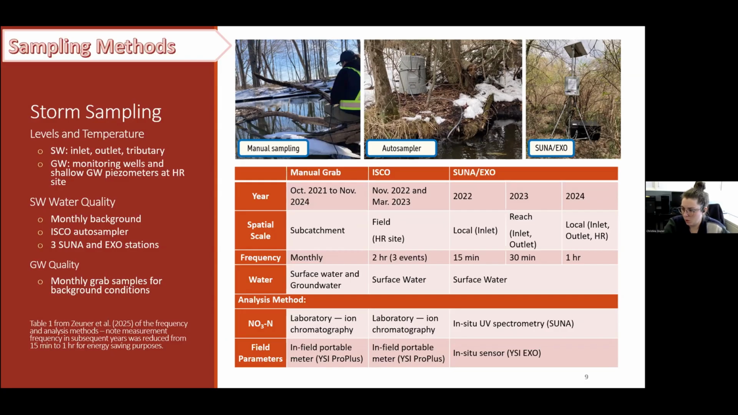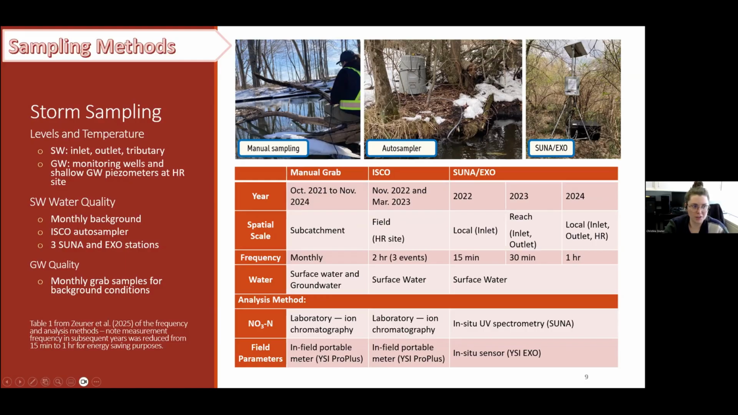To describe a bit more about the two storm sampling methods, the ISCO auto sampler takes 24 surface water samples, which we had set to sample every 2 hours. These samples were then collected and processed using ion chromatography. The SUNA, on the other hand, is an in situ spectrophotometer, which samples light absorbance and correlates that to nitrate concentration.